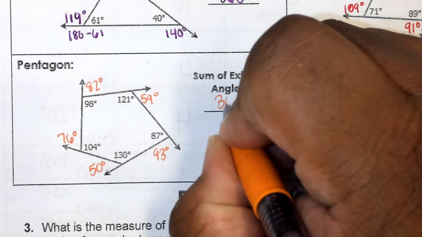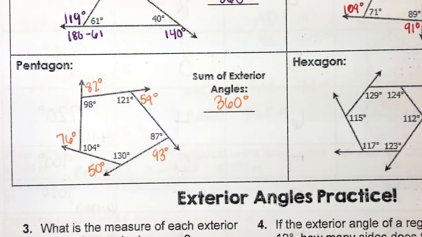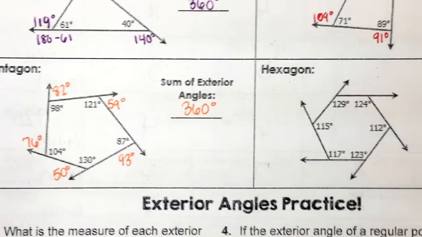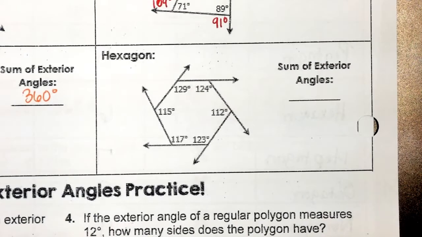360 degrees. I think a pattern is forming, kids. Tim, you ready? Let's get it. Let's start with 117, Tim.